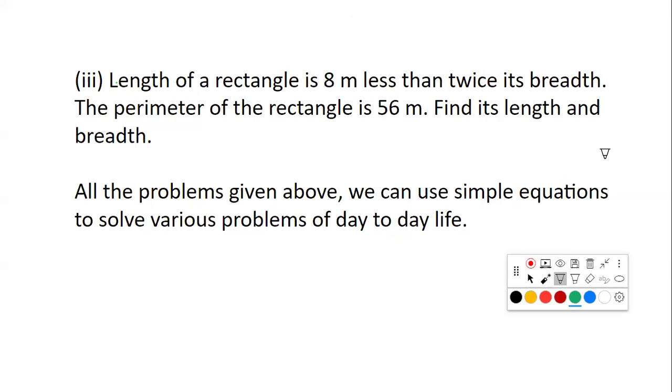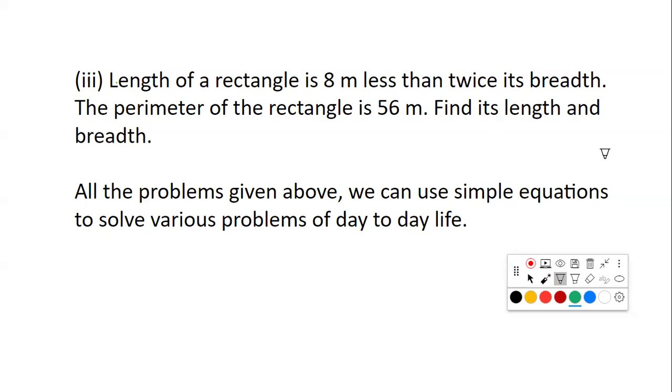1545 is right. Length of a rectangle is 8 meters less than twice its breadth. The perimeter of a rectangle is 56. Find the length and the breadth. So please solve it and tell me the answer. Yeah, breadth is 12, length is 16. Yeah, 16 and 12. Yeah, Varshini Polisetti. Yeah, so I could see the answers.